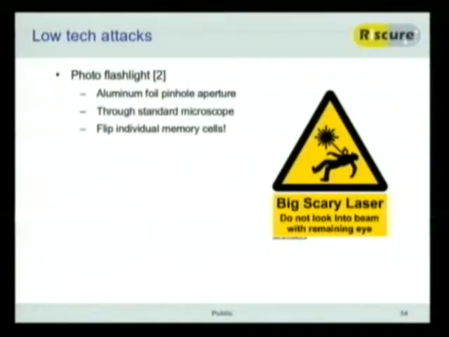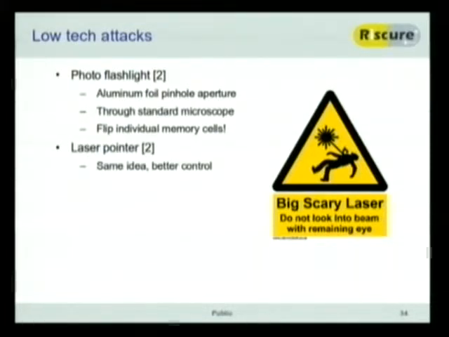Now there's a number of low-tech attacks out there. One is using the photo flashlight, what I mentioned. You can actually also use this when the chip is opened up and use an aluminum foil with a hole in it. And you can use this to flip individual memory cells. You can use one of these guys, a laser pointer, as well. Same idea, you have better control over where your light is going.